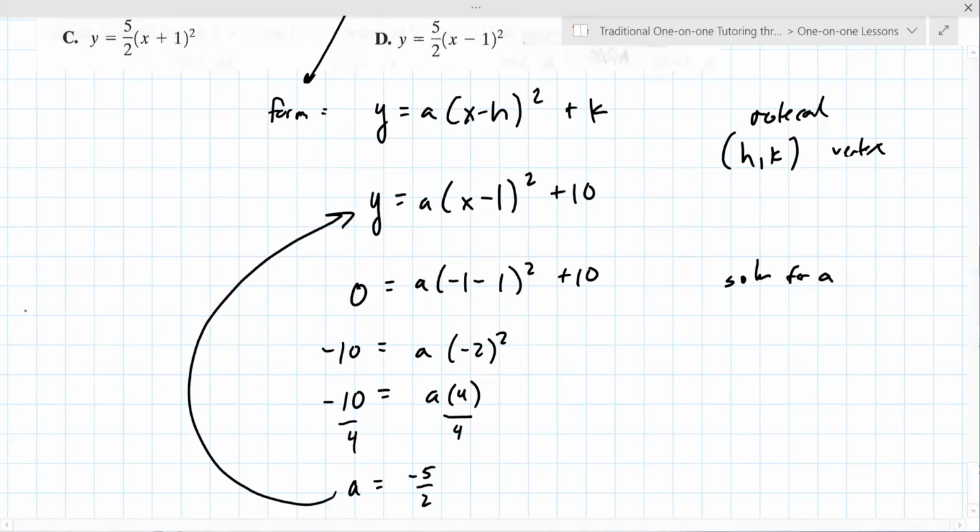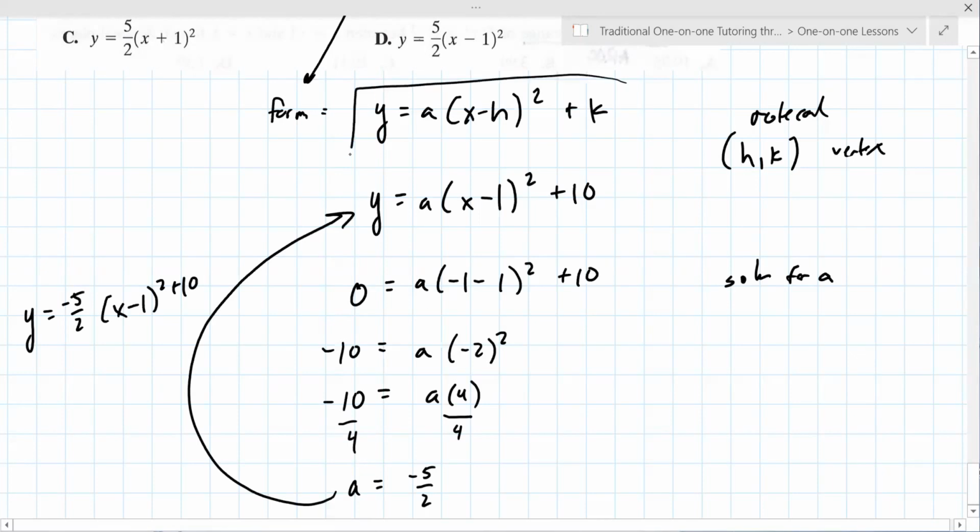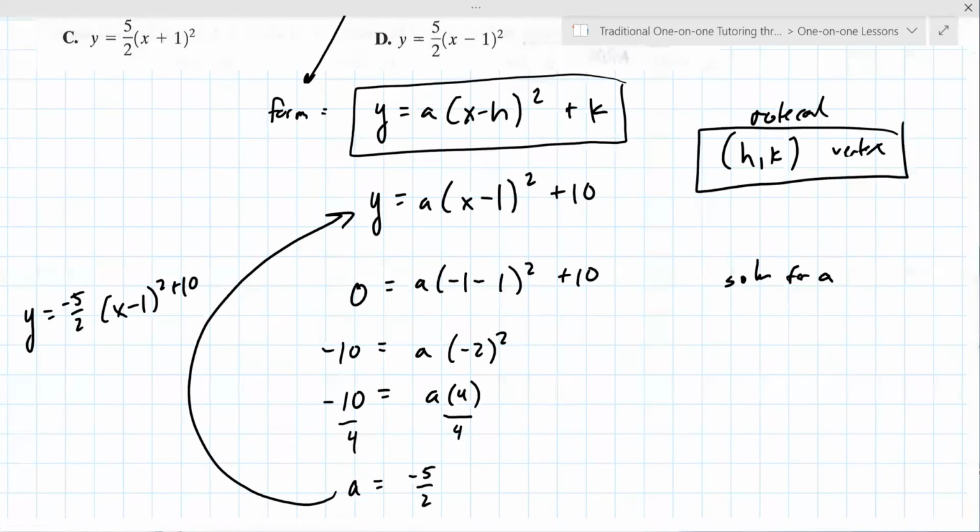And you're writing out your final answer. So it's negative 5/2 times x minus 1 squared plus 10. Then you match it up to your answer, or you're just done there. You have to know vertex form, and you have to know that that's your vertex. Got it.